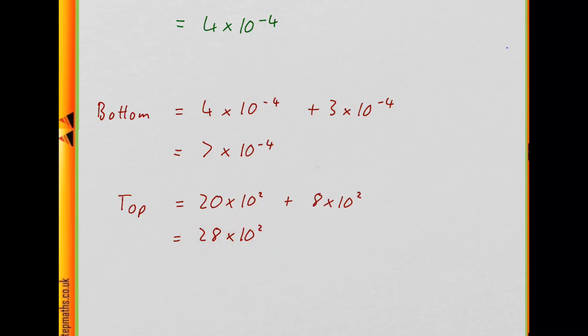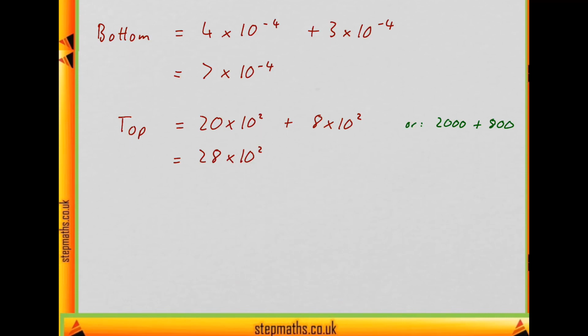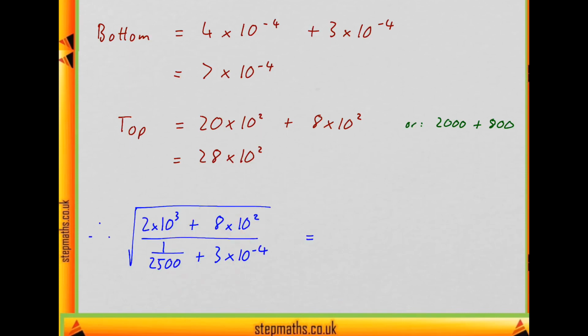Another way you could have done this is, instead of writing these in standard form, to just write them out. So we had 20 times 10 squared, or 2 times 10 cubed, which is just 2,000, and then this is 800, and we could just add those together to make 2,800, and leave it like that, because we're about to do another operation anyway, so there's no point changing it back into standard form. So let's just note what we've done. We started off with this expression, and now we've simplified the top and the bottom, so the top is this and the bottom is this. So we just need to do this division and then square root.